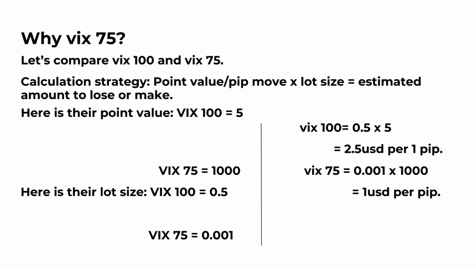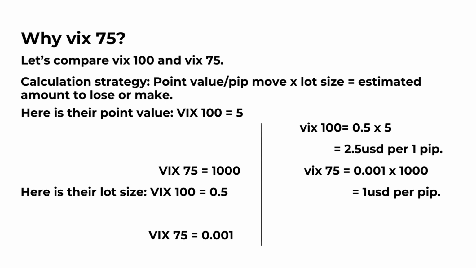So now I'm going to multiply VIX 100 and do what? The point value multiplied by the lot size. 0.5 multiplied by what? By 5. The point value is equal to what? 2.5 per 1 pip. VIX 75, 0.001 times 1000 is equal to what? 1 USD per 1 pip.